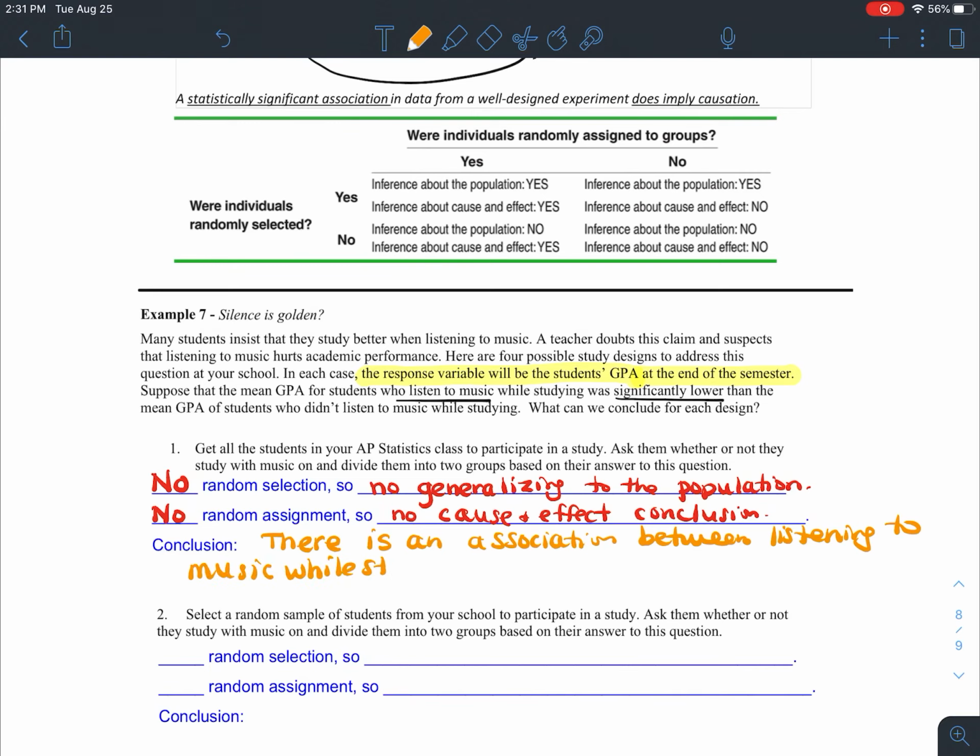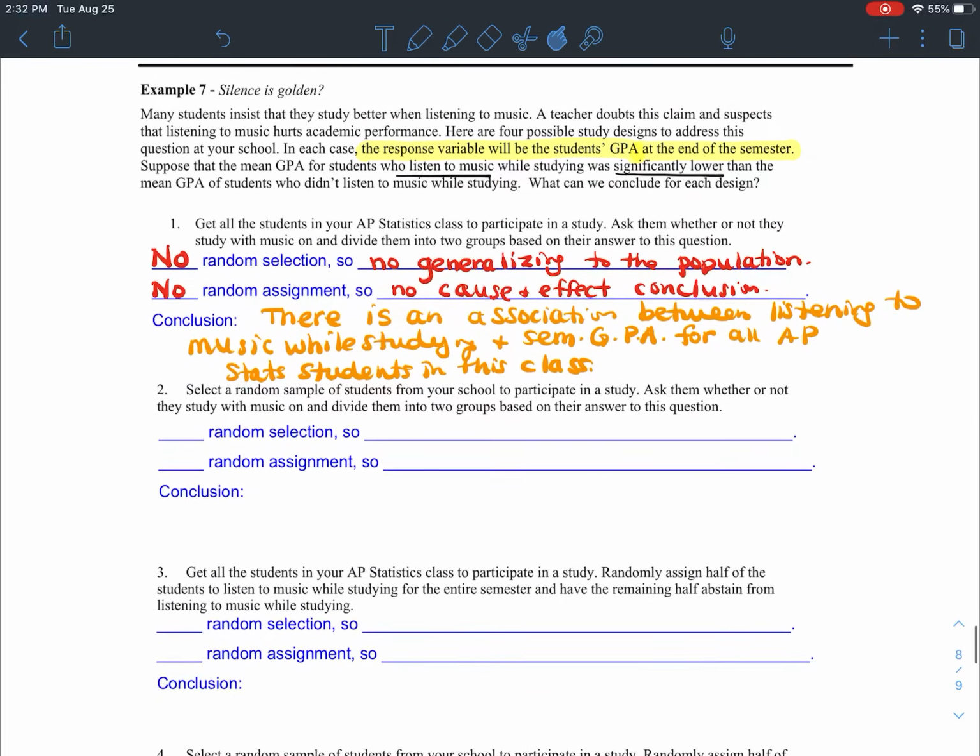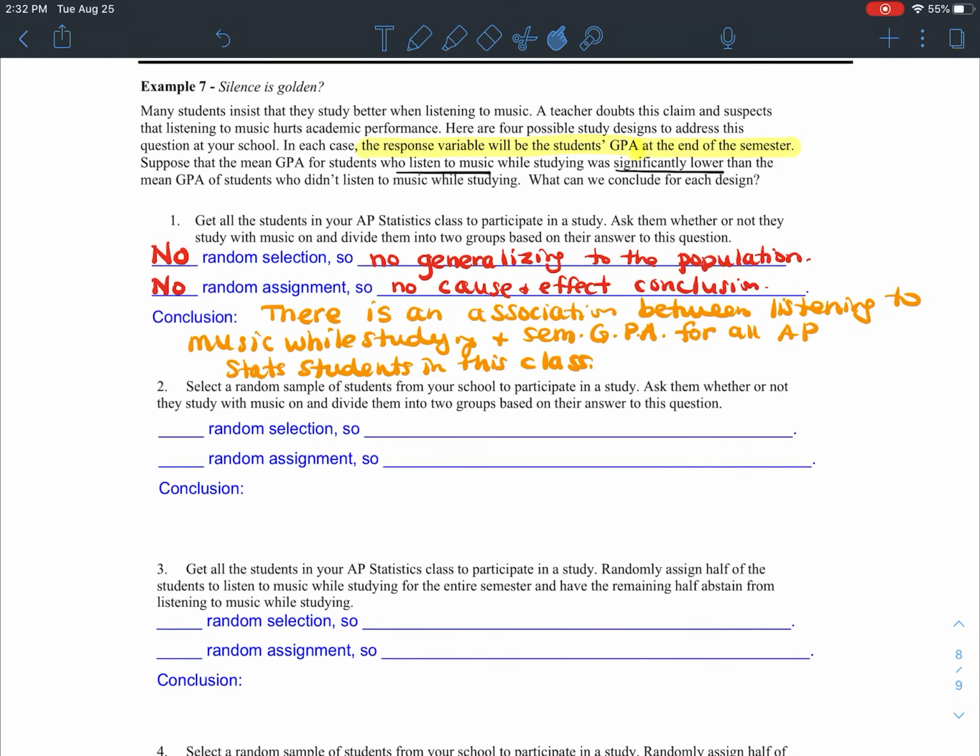between listening to music while studying and semester GPA. Okay, so association means that we didn't randomly assign, but we can't say it for all students at our school. We just have to say for all AP Stats students in this class. Very limited to what conclusions we could draw there.